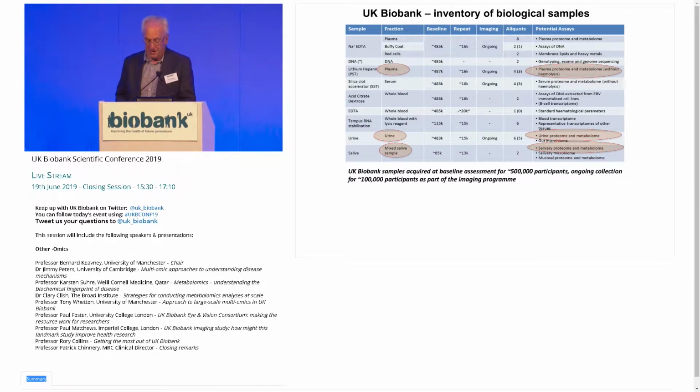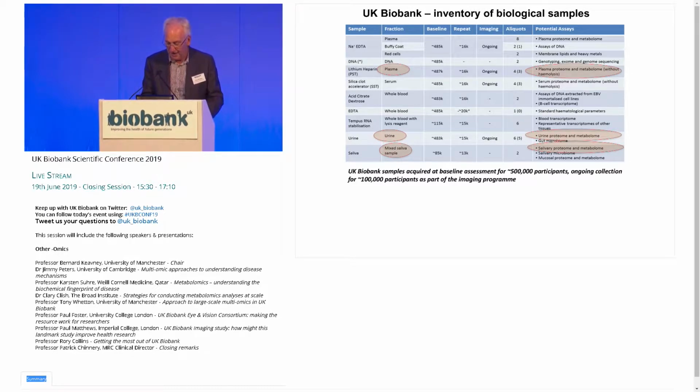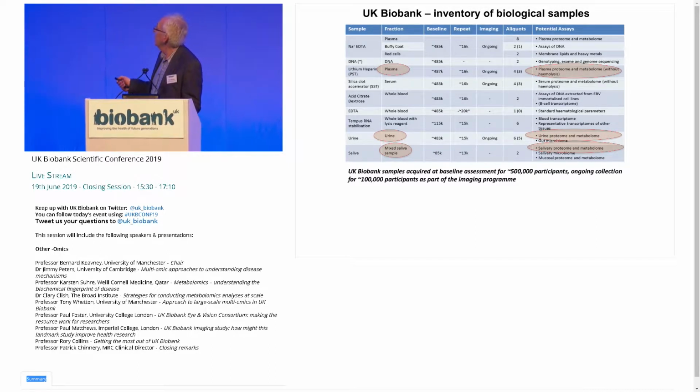So let's start off with something that's been talked about already. Rory's mentioned it, others have mentioned it, Bernard mentioned it, the business of what samples have we got and how are we going to use them. The interesting biofluids for us are going to be plasma, urine, and indeed saliva. And as you can see from the aliquots available here, there's quite a lot of aliquots of plasma and serum available, urine, indeed even more available, and some aliquots of saliva.